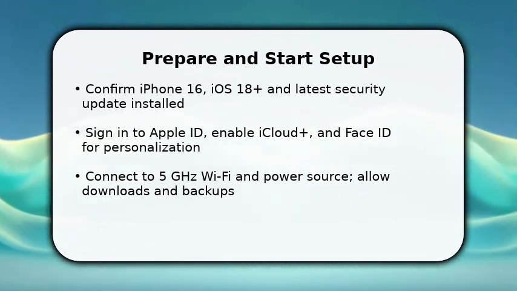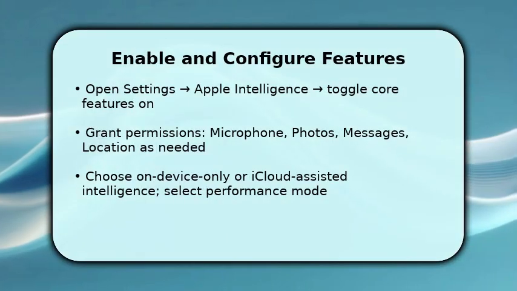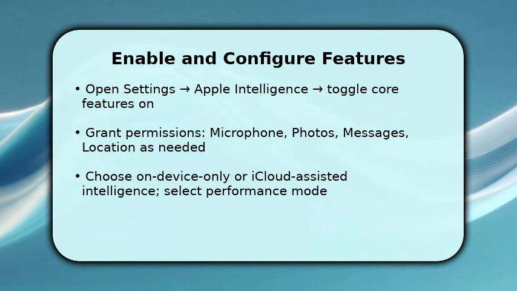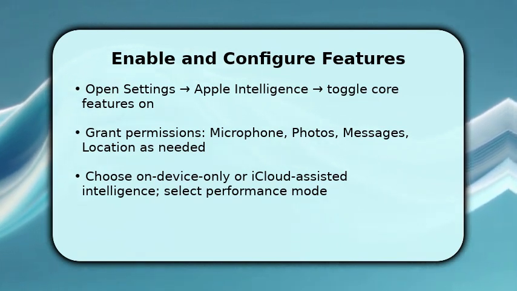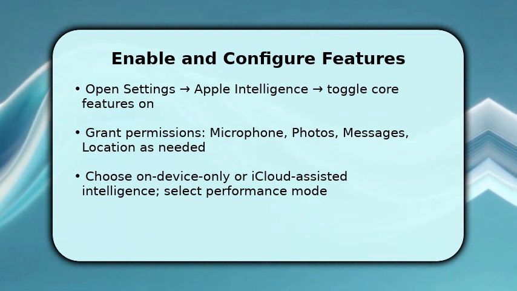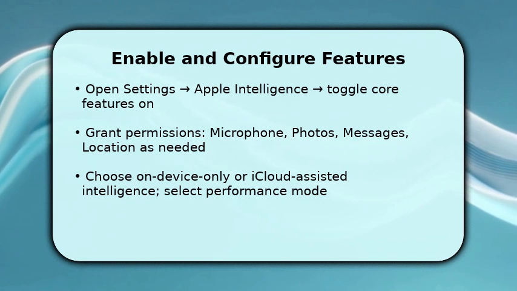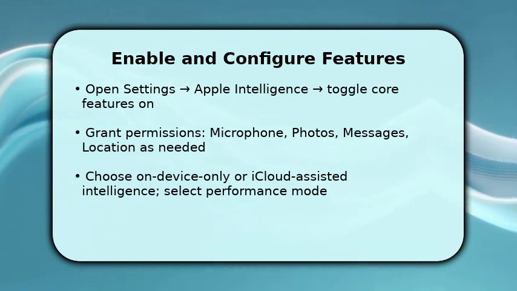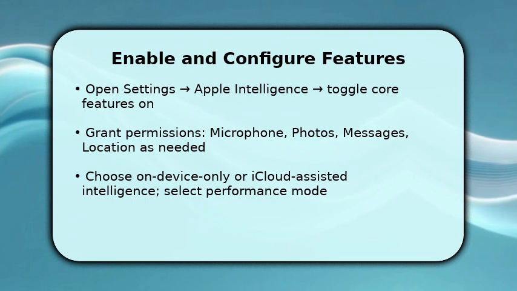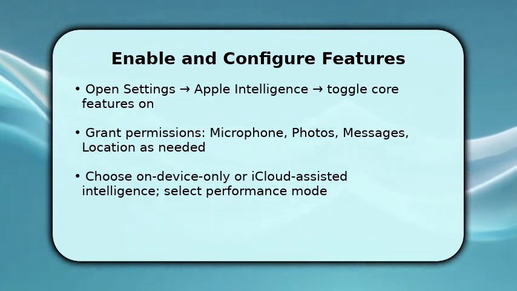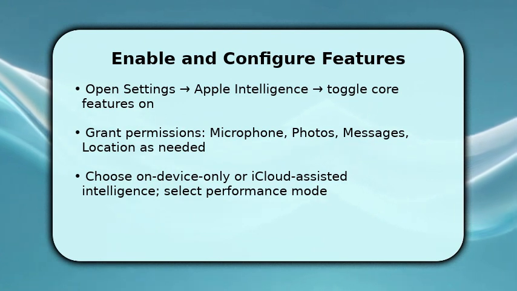Now you enable and fine-tune Apple Intelligence. Go to Settings, find Apple Intelligence, and toggle core features like writing assistance, image understanding, and live transcription. You must grant targeted permissions, microphone for dictation, photos for image context, messages for summaries, because the models need data access to help. Then choose on device only for privacy or iCloud assisted for heavier tasks. Pick performance mode if you want faster responses.